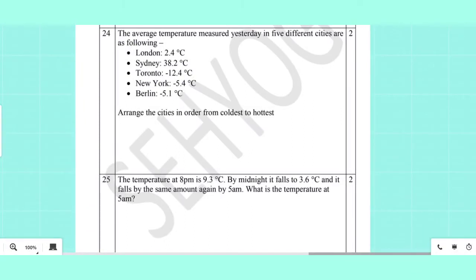In this video, we are going to discuss a few solutions from the paper MR11 for year 5. So let us look at question number 25. The temperature at 8 p.m. is 9.3 degrees centigrade. By midnight, it falls to 3.6 degrees centigrade. And it falls by the same amount again by 5 a.m. What is the temperature at 5 a.m.?